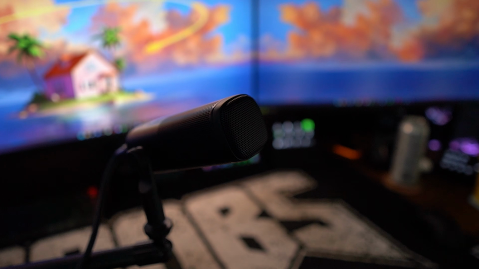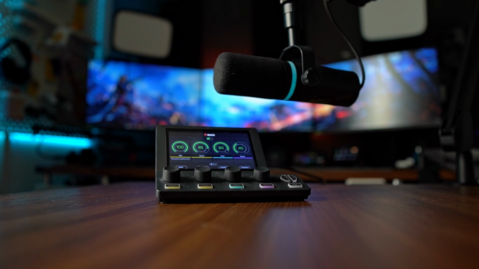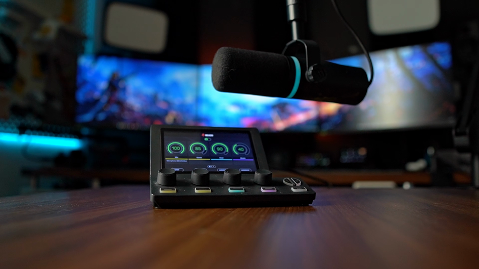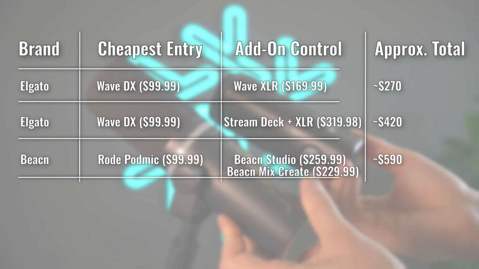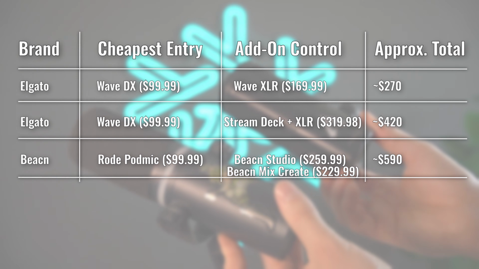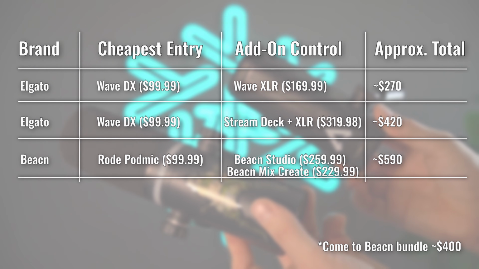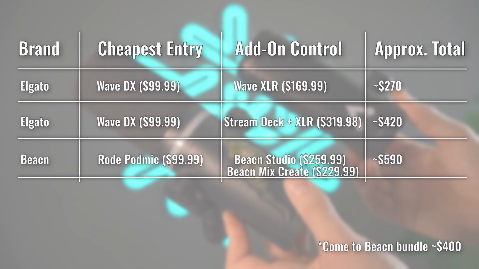Elgato is great if you want simplicity, but Beacn is for those creators who really want complete audio control. And that price difference is quite evident, with the cheapest Elgato solution looking around $270, whilst the Beacn equivalent is much closer to $600. But here's where things get really interesting: two PC streaming setups.